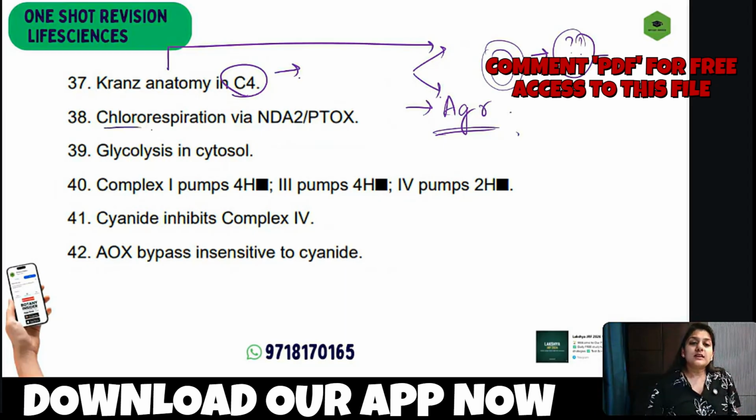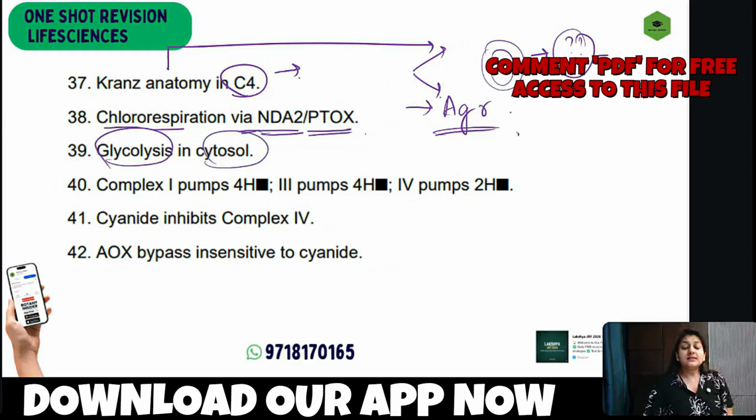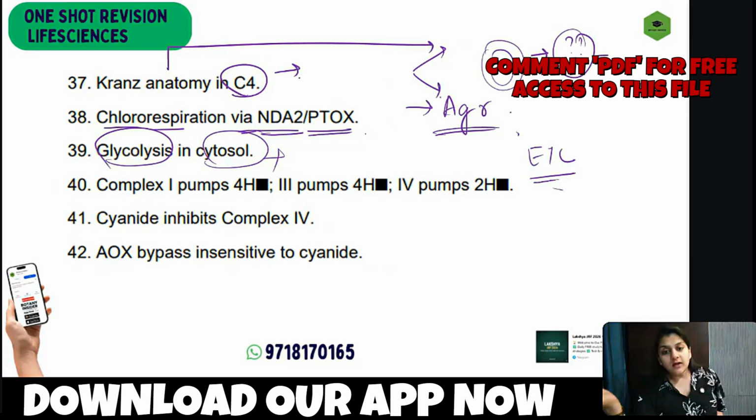Then chlororespiration is via NDA2 and PTOX. Glycolysis occurs in the cytosol. Then when we look into the ETC, the electron transport chain, there is pumping of H plus ions happening in it. Complex 1 pumps 4 H plus, complex 3 pumps 4, and complex 4 pumps 2 of them.